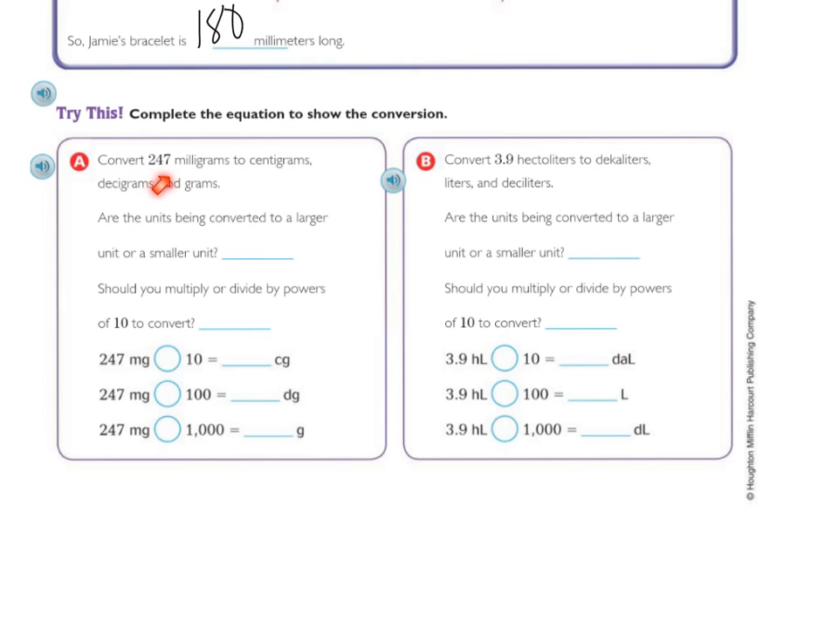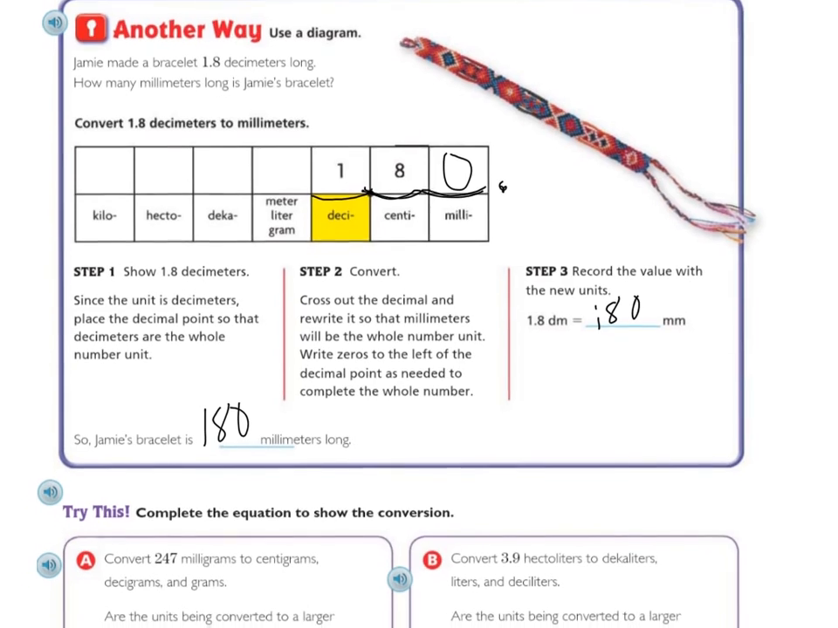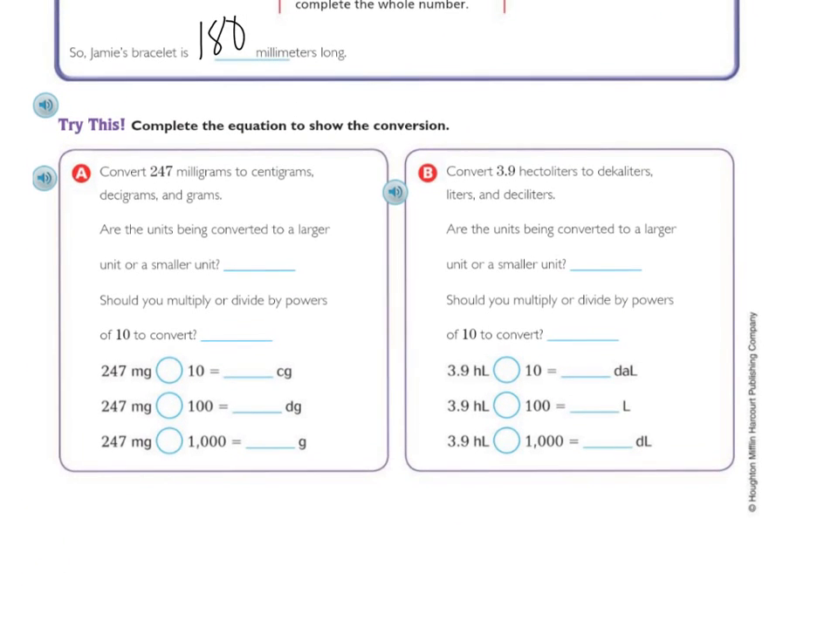It says convert the 247 milligrams to centigrams, decigrams, and grams. So are the units being converted larger units or smaller units? Well, we can look back up here and we can see that they are larger units. Okay? So I'm going to write larger.